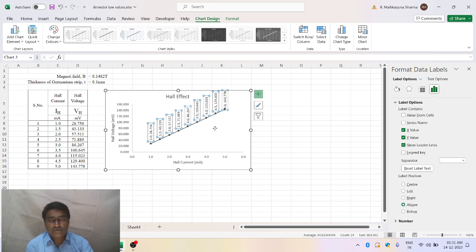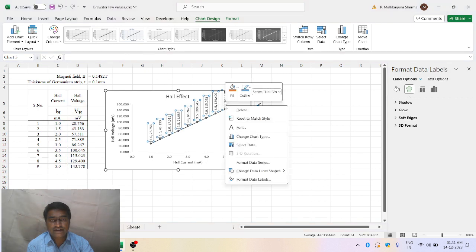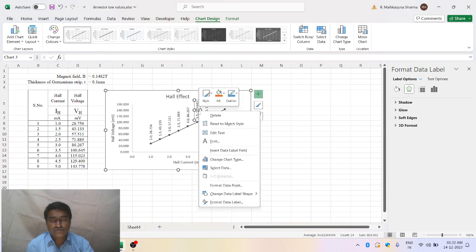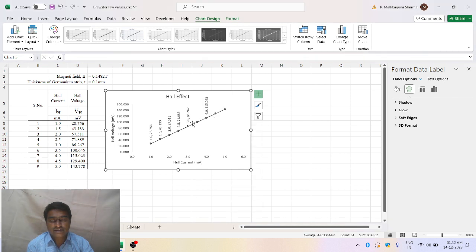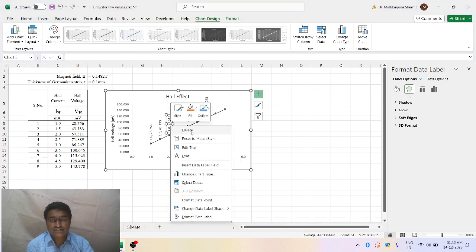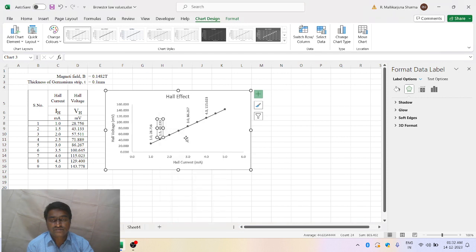We have to find the slope of this curve, so there is no need for these other labels; delete them. We take the slope of these two points, 3 and 4. As the difference between the x coordinates is 1, the difference between the y coordinates gives the slope.